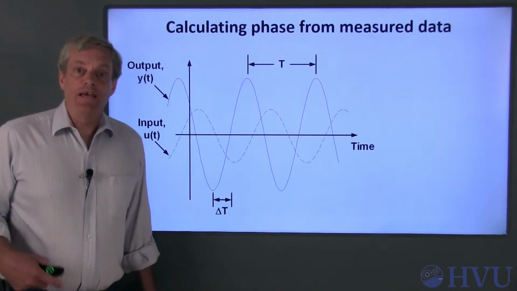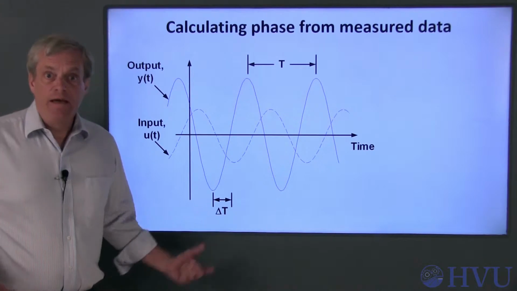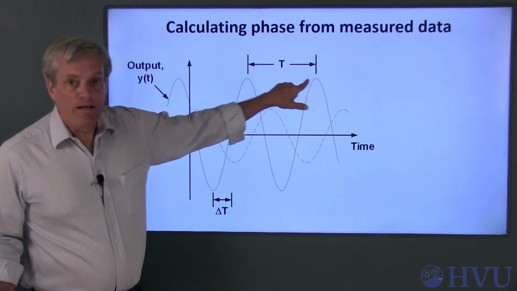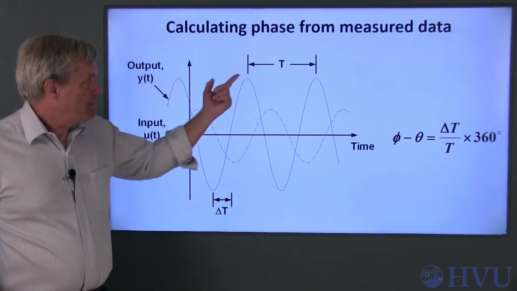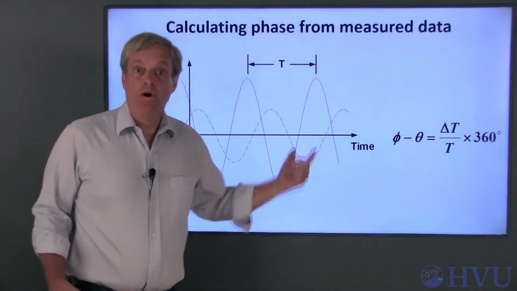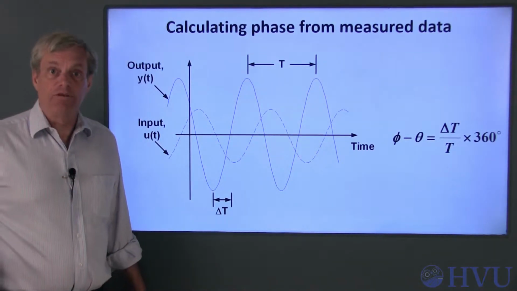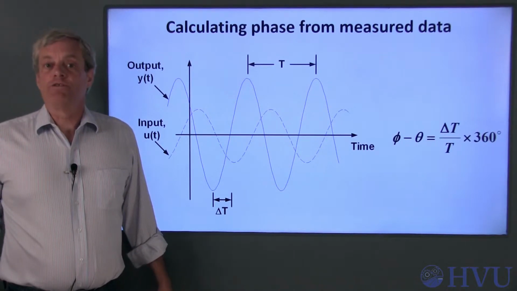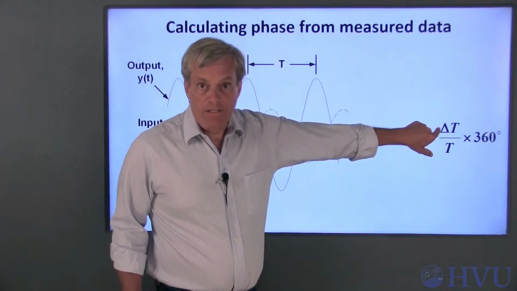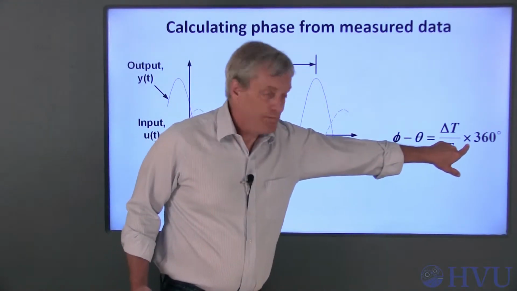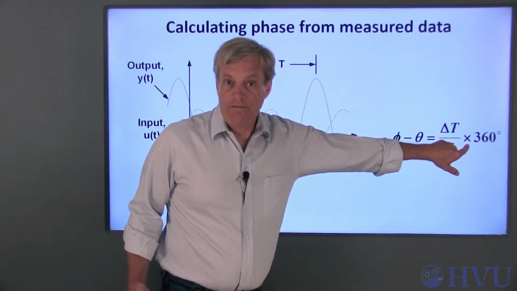We can calculate the phase difference from this time delay by comparing it to the period of both of the signals. Since the time period of a sinusoid corresponds to 360 degrees, or 2 pi radians of phase difference, we can calculate the phase difference corresponding to this time delay by taking the ratio of the time delay to the total period and multiplying that by 360 degrees.